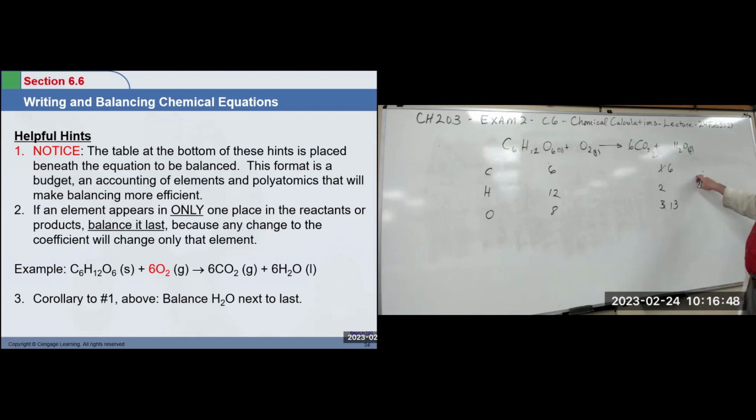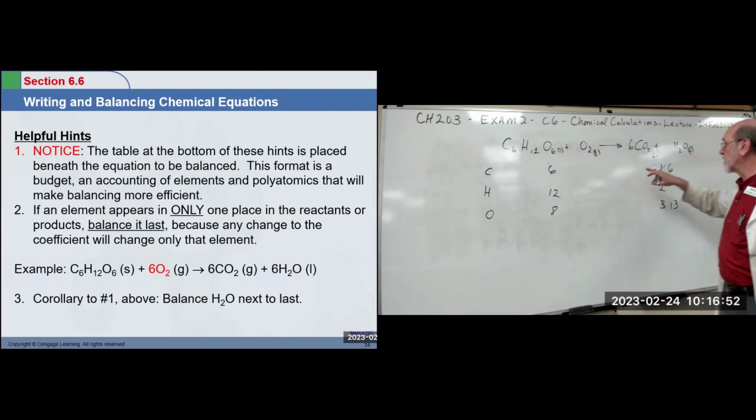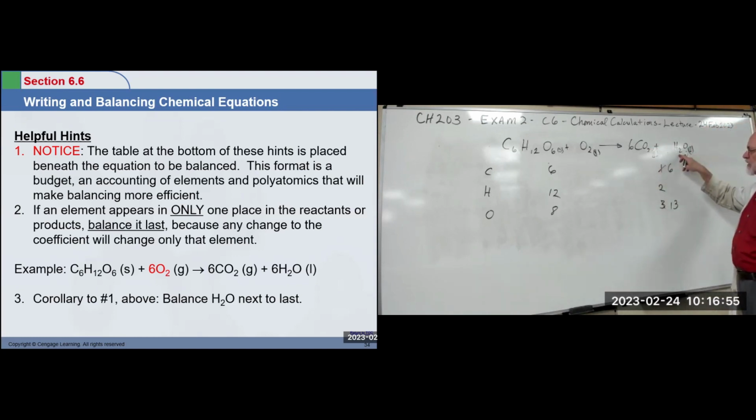How about hydrogens? Well, let's see. We got 12 hydrogens there. Hydrogen only occurs in one place over here. So if we put a 6 here, that gives us 12 hydrogens, doesn't it? And it also gives us 6 oxygens and 12, 18. Correct? 18 oxygens on this side. 6 plus 12 is 18.